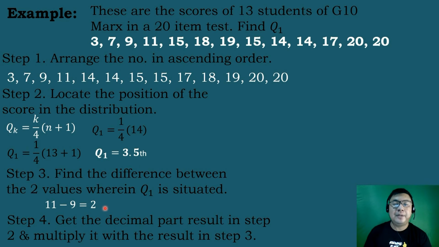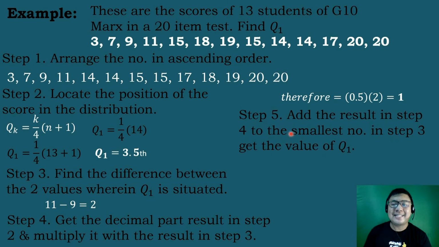Meaning to say, we will multiply the decimal part in step 2, which is 0.5, with the result of step 3, which is 2. So we have 0.5 times 2 is equal to 1. And then for the last step, we will now add the result in step 4, which is equal to 1.